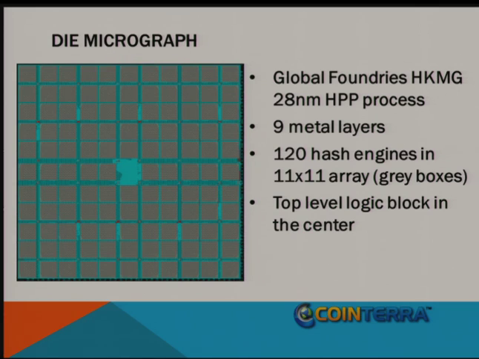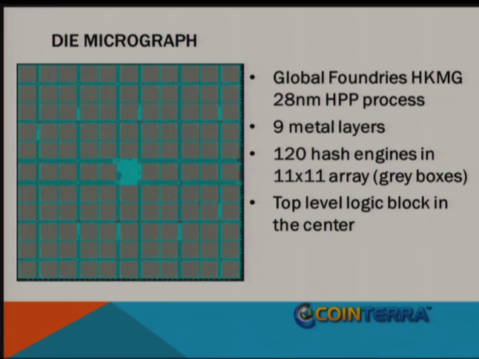Here is the die photo of our design. We taped out on GlobalFoundries' 28 nanometer high-k metal gate process with 9 metal layers. As you can see in this picture, it's an 11 by 11 grid. The center grid is the entire top level logic, and each of the remaining 120 grid boxes in this picture represents a single hash engine.